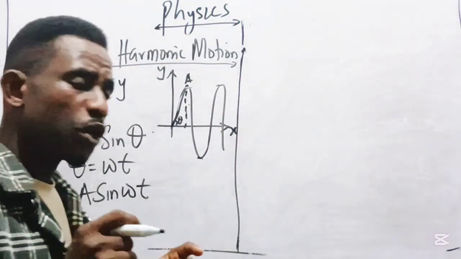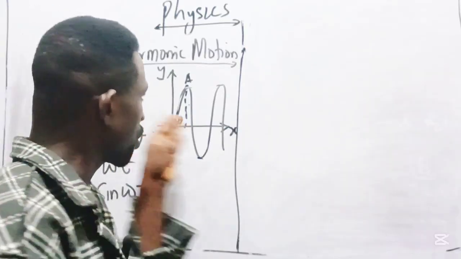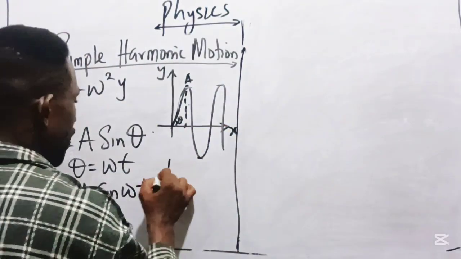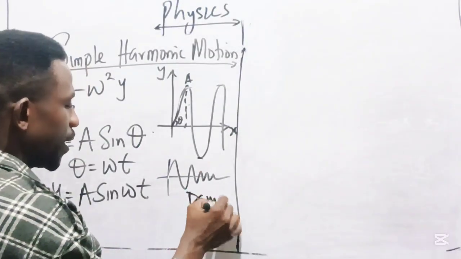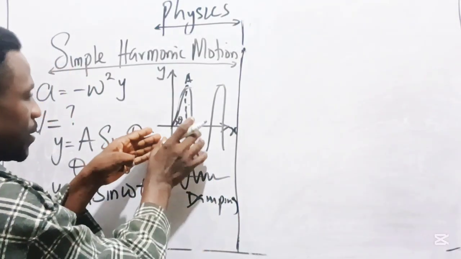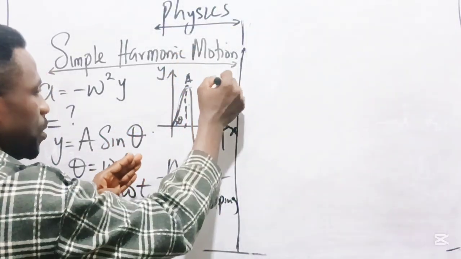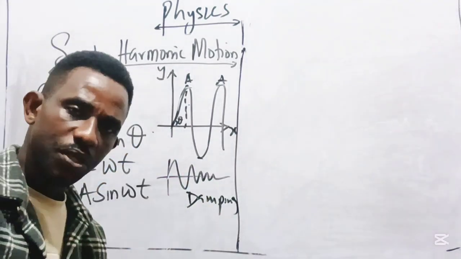But we also have what we call damping oscillation. That is not simple harmonic motion, because the amplitudes for damping oscillation are not the same. You see, this is damping. Damping does not have the same amplitude as simple harmonic motion. This is simple harmonic motion. The amplitude is equal, but here the amplitude decreases. This is called attenuation. It's attenuated.